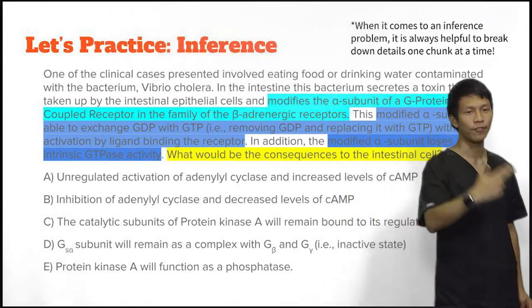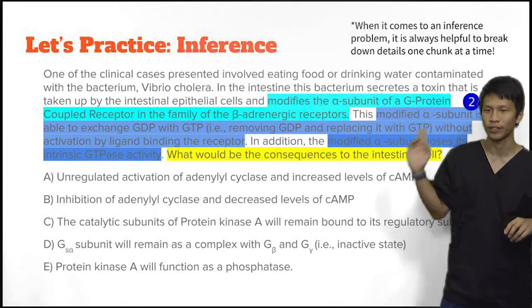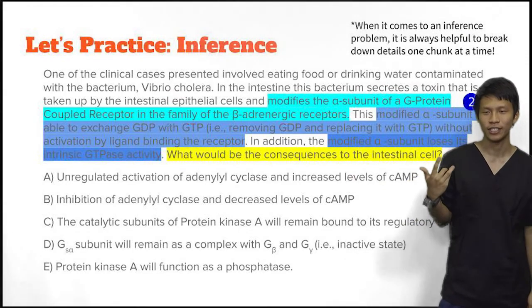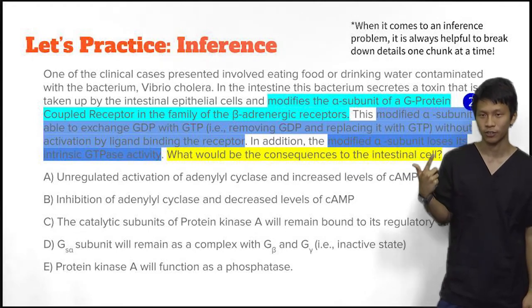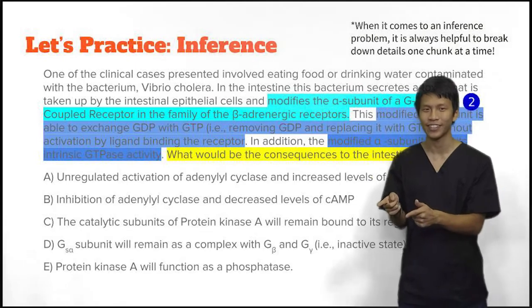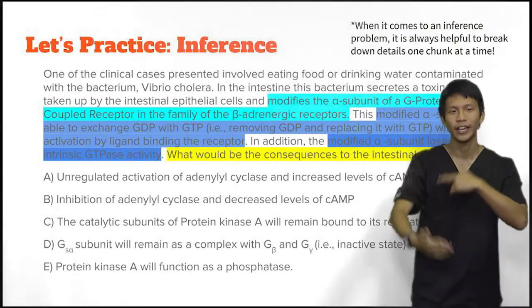But if you look at further details, you'll see things that actually line up with what you've learned in lecture. For example, the second sentence says it modifies the alpha subunit of a G protein coupled receptor in the family of the beta adrenergic receptors. That's something you recognize: oh, GPCR, I do remember learning about that for the signal transduction pathways. And that's where you start applying the knowledge that you've learned.